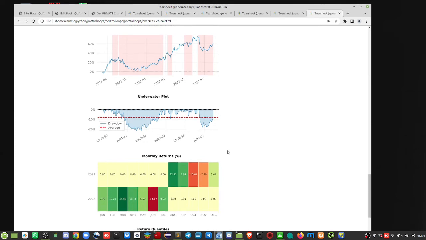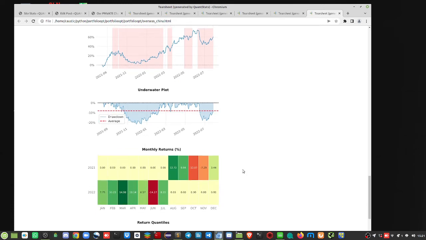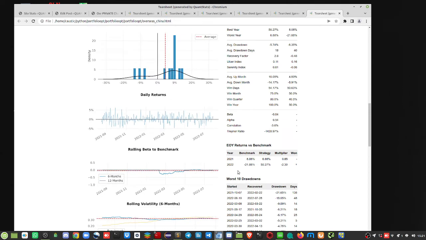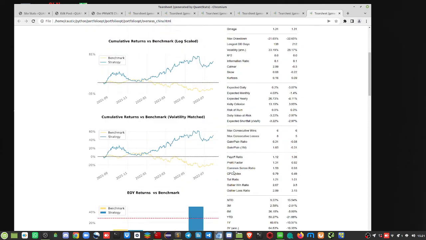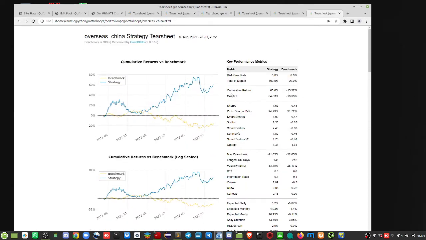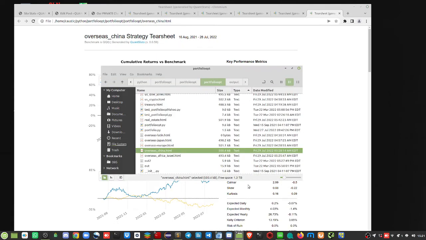Now again, I keep stressing this. This does not mean that the China stock market's doing well. These could be the short and bear ETFs with leverage, but they're the profitable ones. So always keep that in mind, because that can throw you off.